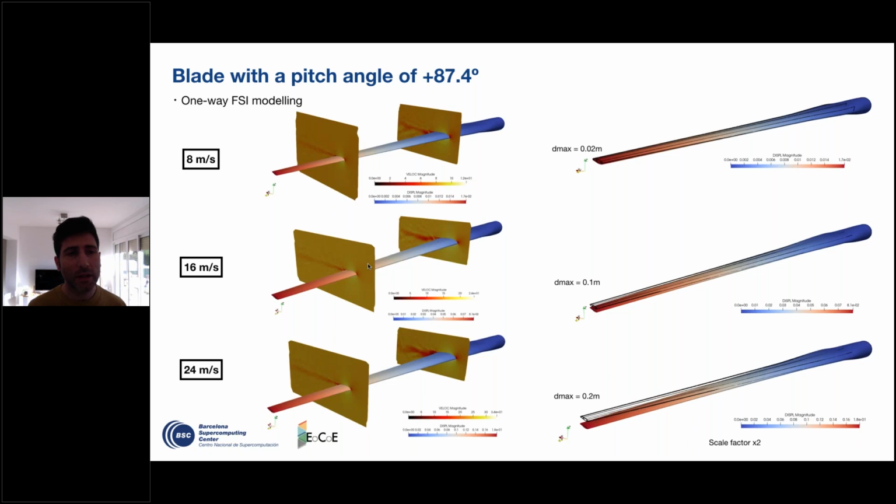I have to say that we have conducted these simulations with only one-way coupling. We are also trying to do it with a two-way coupling in order to see the differences in the physics of this problem.